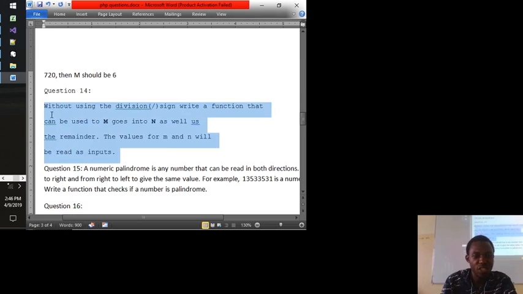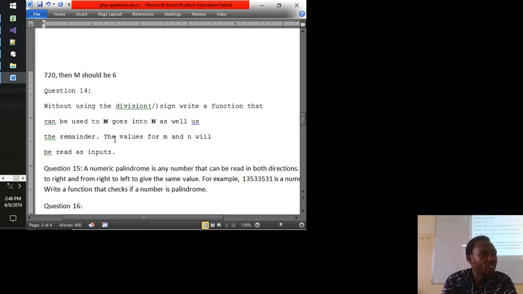Let's see what is on the board. This one is straight away without using the division sign. Write a function that can be used to say how many times m goes into n, as well as the remainder. For example, if I give you 10 and ask how many times 3 goes into 10, 3 goes into 10 3 times, remainder 1.